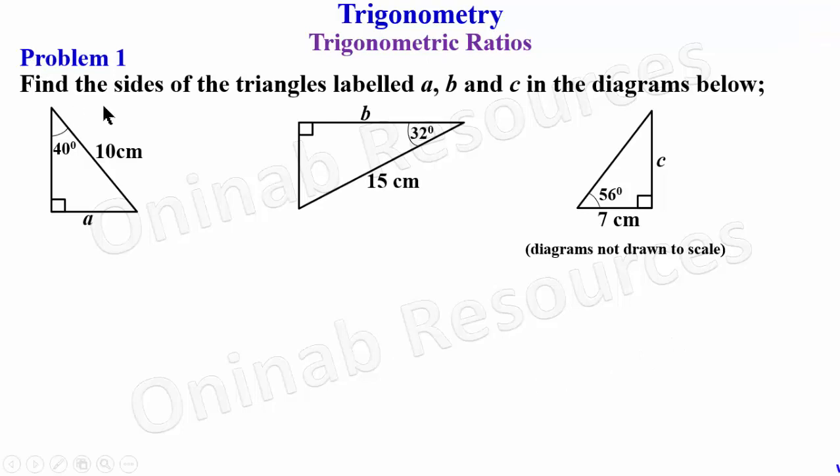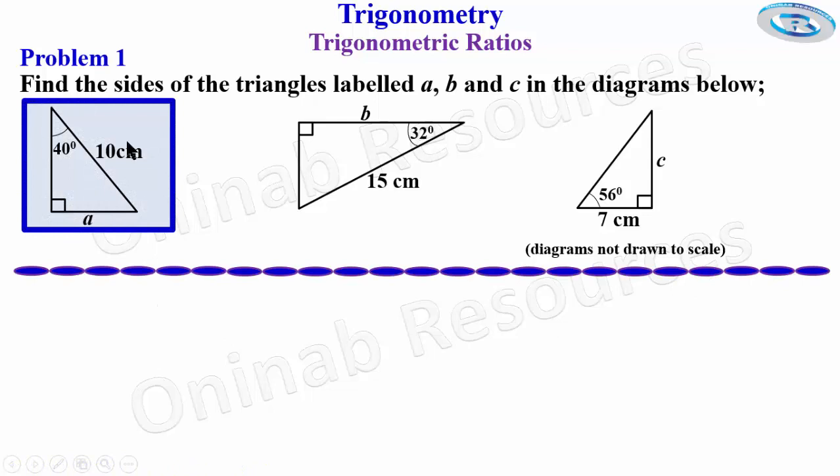For problem 1, find the sides of the triangle labeled A, B, and C in the diagrams below. So we have this diagram with side A unknown, the second triangle with B unknown, and the third triangle with C unknown. The diagrams are not drawn to scale. Okay, so we start the solution from A.